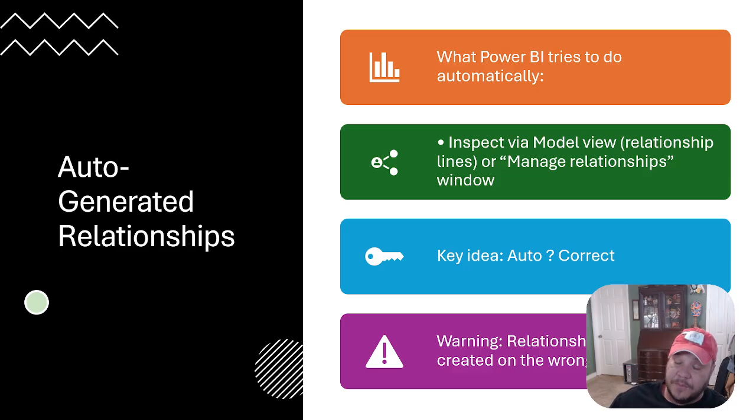Once stuff's loaded, Power BI will try to create relationships automatically. Sometimes it gets it right. Sometimes it makes a confident, incorrect decision, much like a student who didn't read the directions. So here's the rule: auto-generated does not mean correct. It means Power BI guessed. So go into Model view, Manage Relationships, and inspect what it built. We're going to verify which columns it used, whether they match what we intended, and whether the relationship type makes sense.